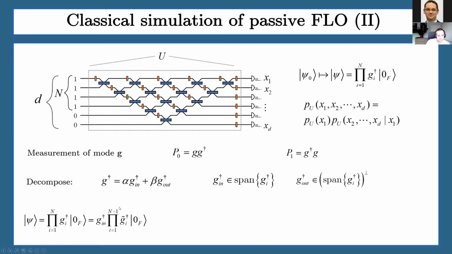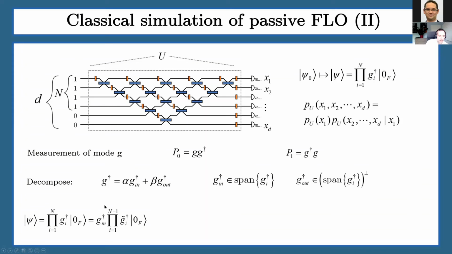Now what I do is rewrite my fermionic Fock state in terms of this g_in and the other modes. This g_in is some linear combination of the g_i, and those g_i are orthogonal to each other. So I'm basically changing a basis in the subspace. I'm replacing one of those by g_in, and I then do a Gram-Schmidt decomposition of the rest.